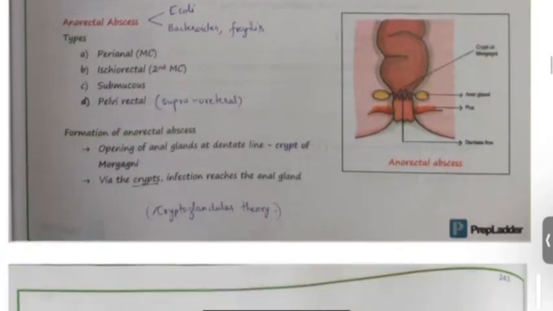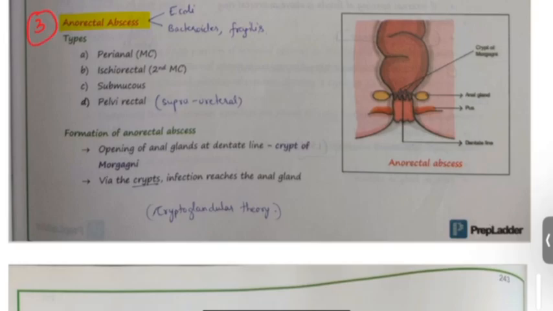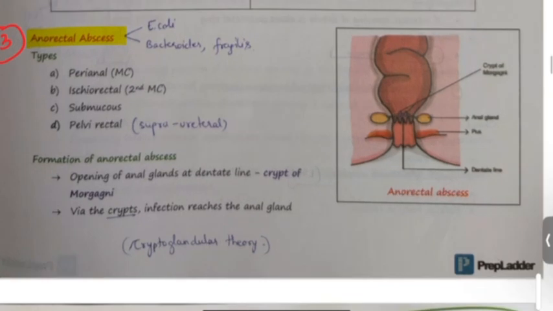Okay, then coming to anorectal abscess. So what happens basically in anorectal abscess? We can see in this diagram that there are anal columns and anal sinuses, which we had studied earlier also. Anal columns which will form anal sinuses.